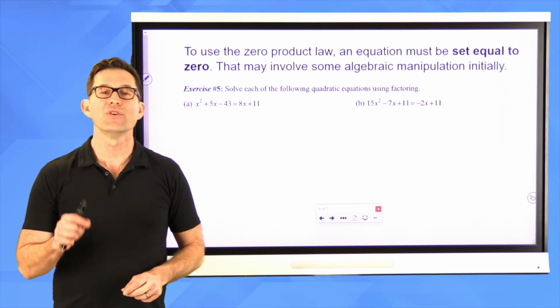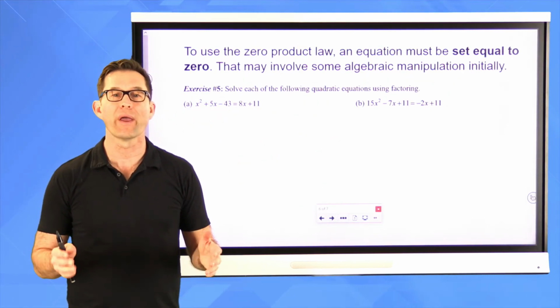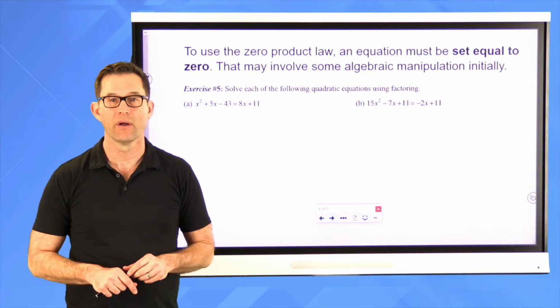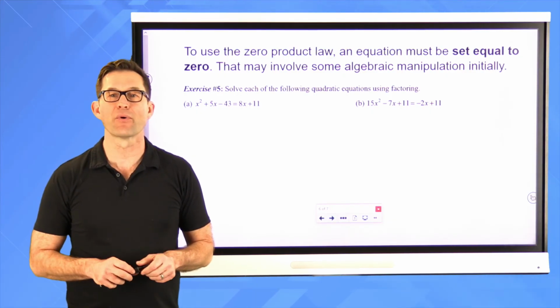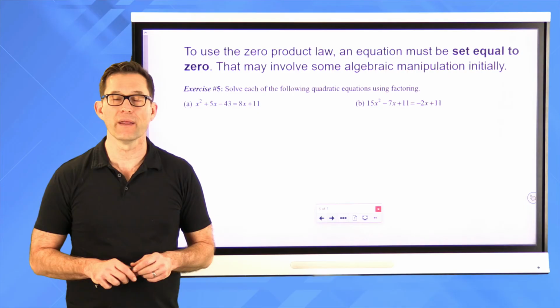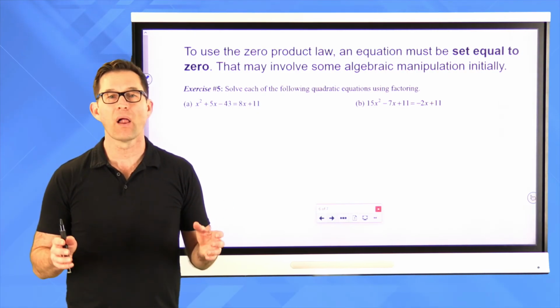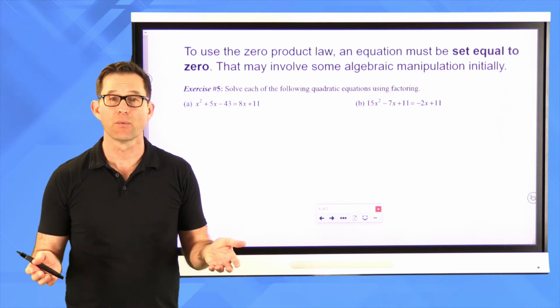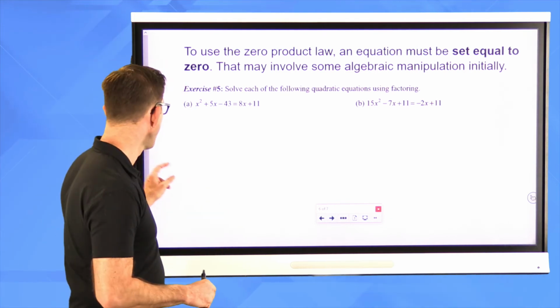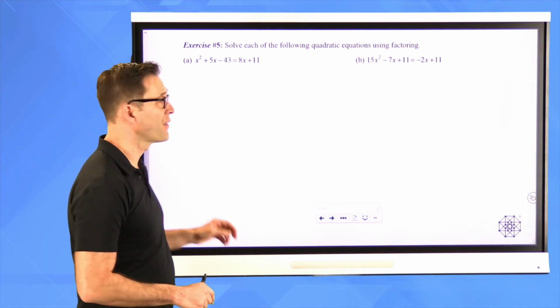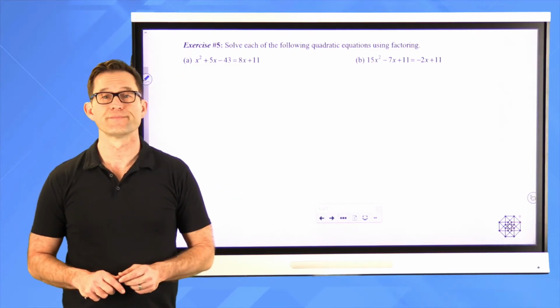All right, to use the zero product law, an equation must be set equal to 0. That may involve some algebraic manipulation initially, all right? So the plain fact is everything that we've dealt with so far, all of the polynomial expressions have already been set equal to 0. But in exercise 5, we're going to see situations where that's not the case. So let's take a look.